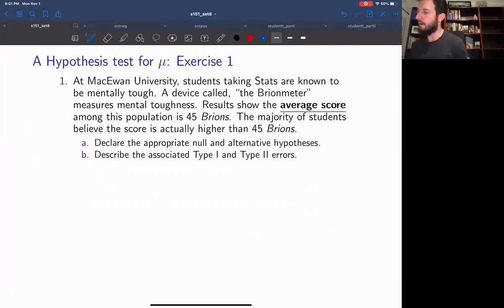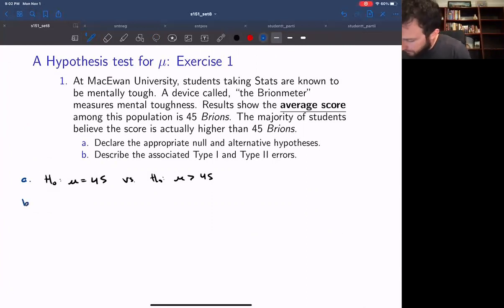Okay, so we want to declare the null and alternative for this question. So here we have the belief that mu is equal to 45 versus the alternative that mu is bigger than 45. Okay, so in part B, we want to know what are the type 1 and type 2 errors.